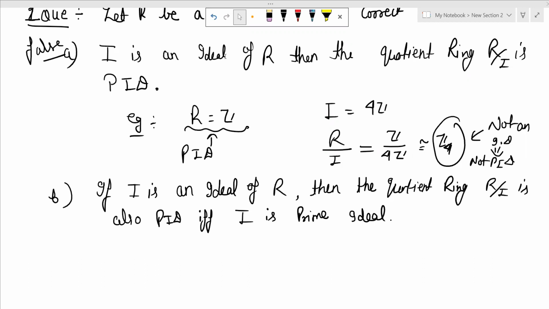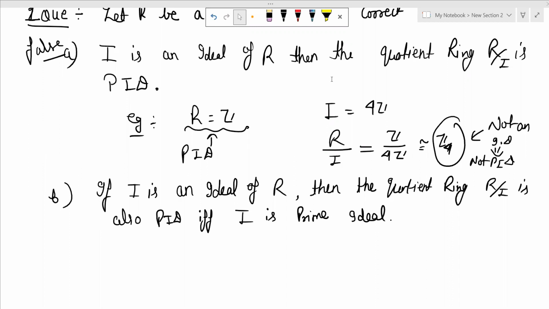There is something in the chat box: if I is a prime, then R mod I is an integral domain, but not sure of the PID nature. Okay, so that is the obvious one. But you have to use that R is a principal ideal domain. The statement that R mod I is an integral domain if I is prime is true for any ring, but here R is a specific ring, a principal ideal domain. So how can you use that property? Try to think in that direction.